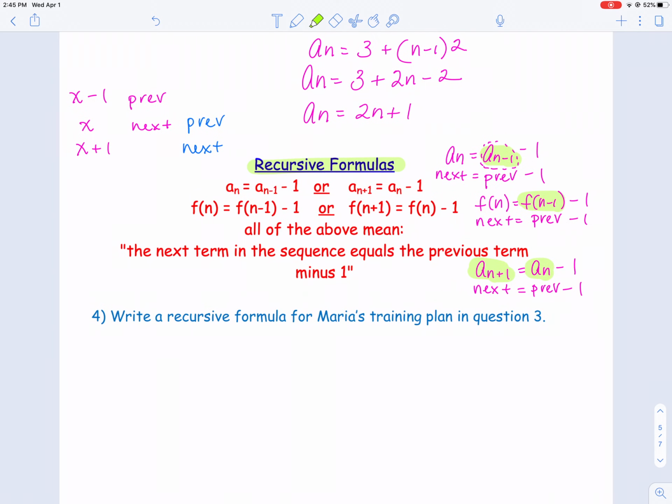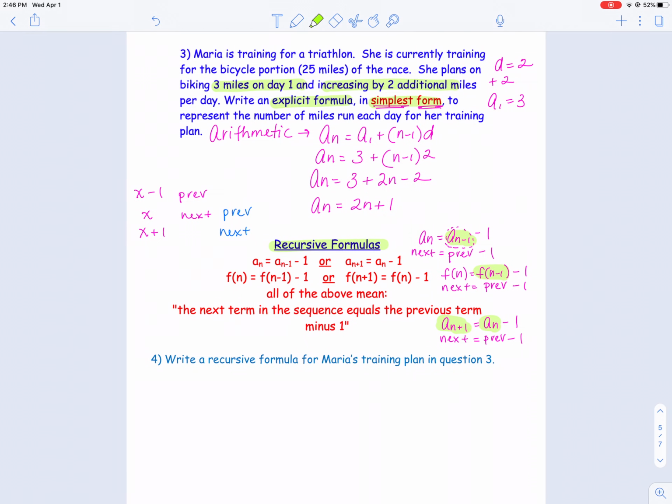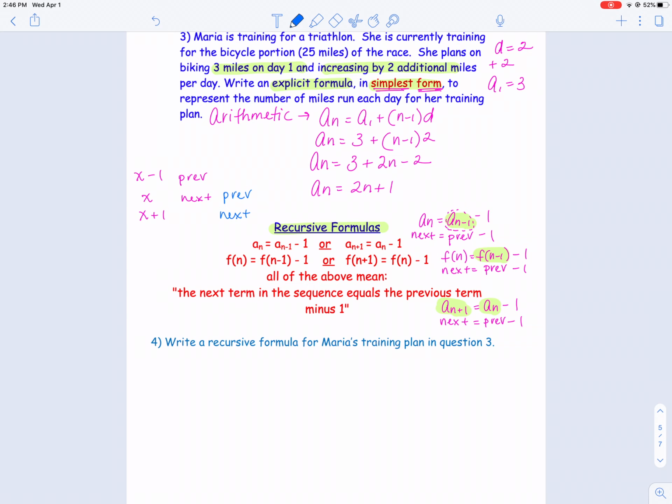So they're asking you to write a recursive formula for Maria's training plan. So let's just go back to Maria's training. It says on day 1, she had 3 miles, and she's increasing by 2 miles per day. So it's funny, it's not noted here, but in recursive formulas, you are to always state the first term. So the first thing I would write for a recursive would be a sub 1 is 3.